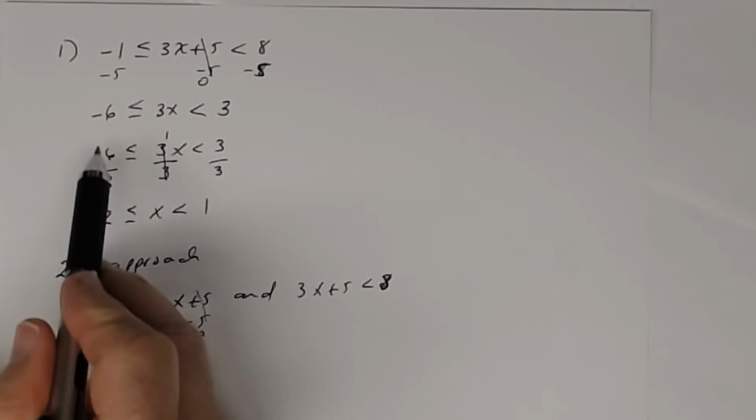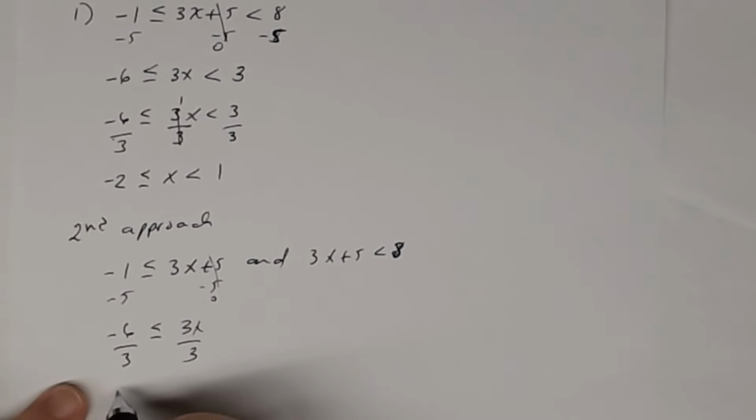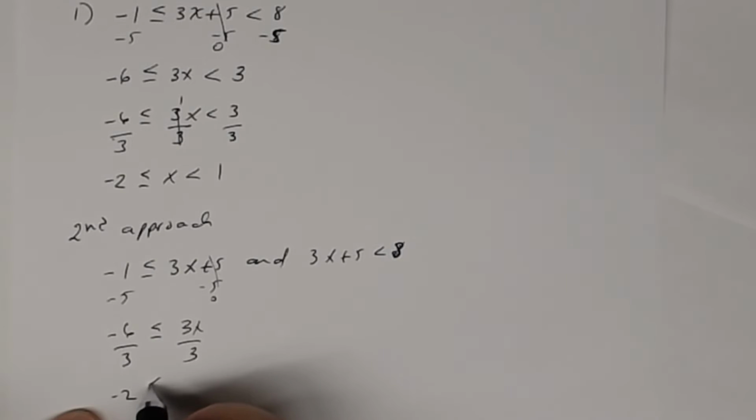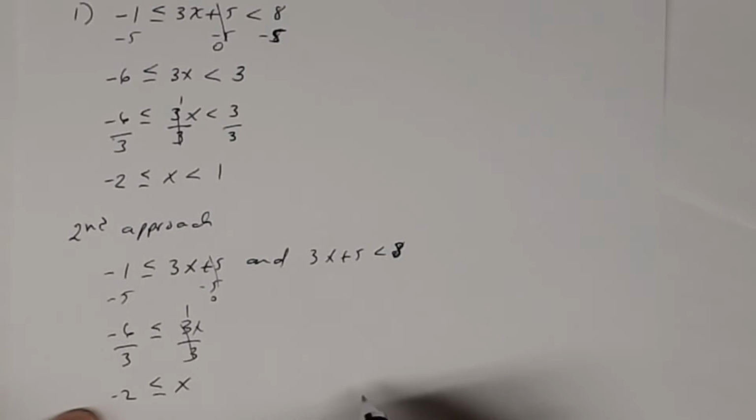Notice this negative 6 corresponds to this negative 6. And then divide both sides by 3. I get negative 6 divided by 3 is a negative 2. Notice that negative 2 corresponds to this right here. It's less than or equal to, and then 3 divided by 3 is 1. 1 times x is x.